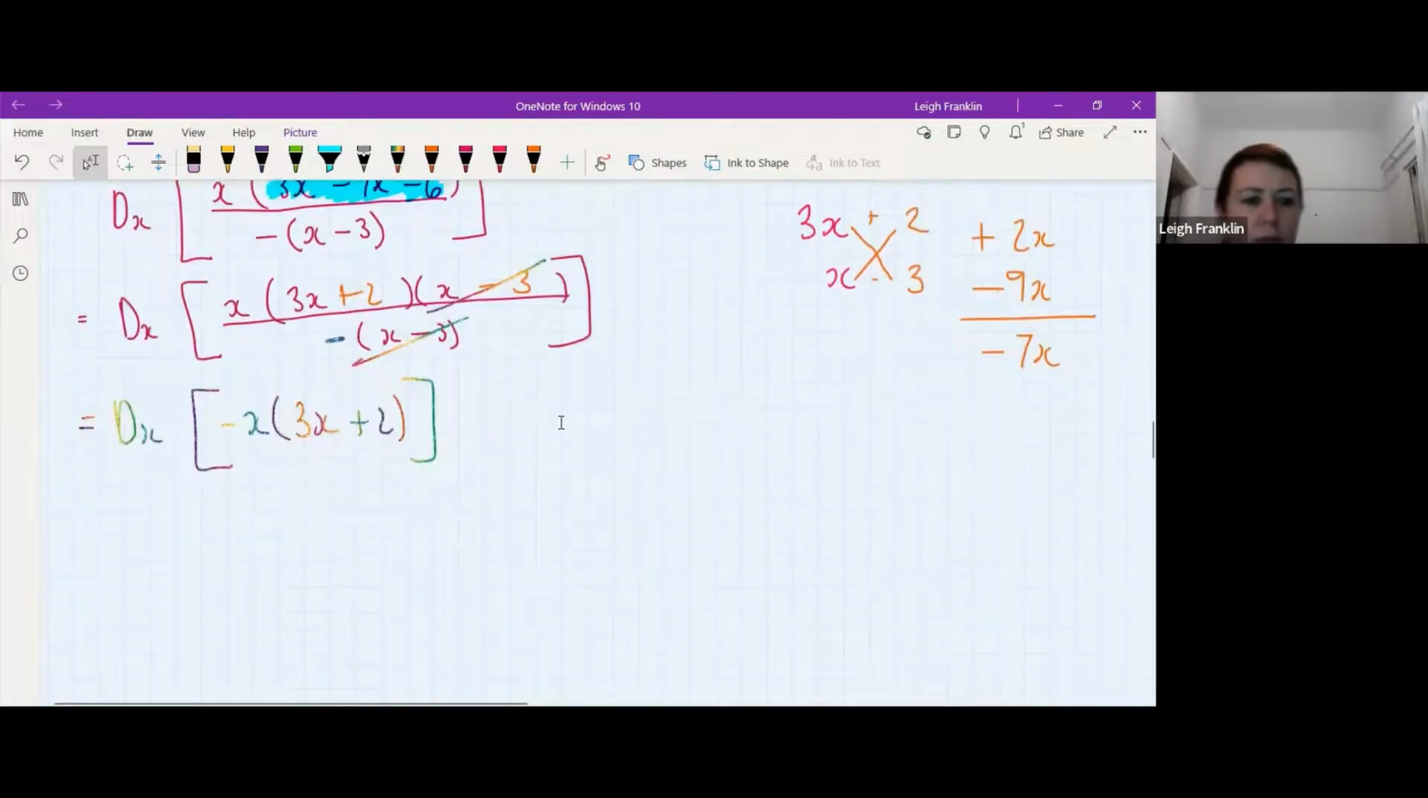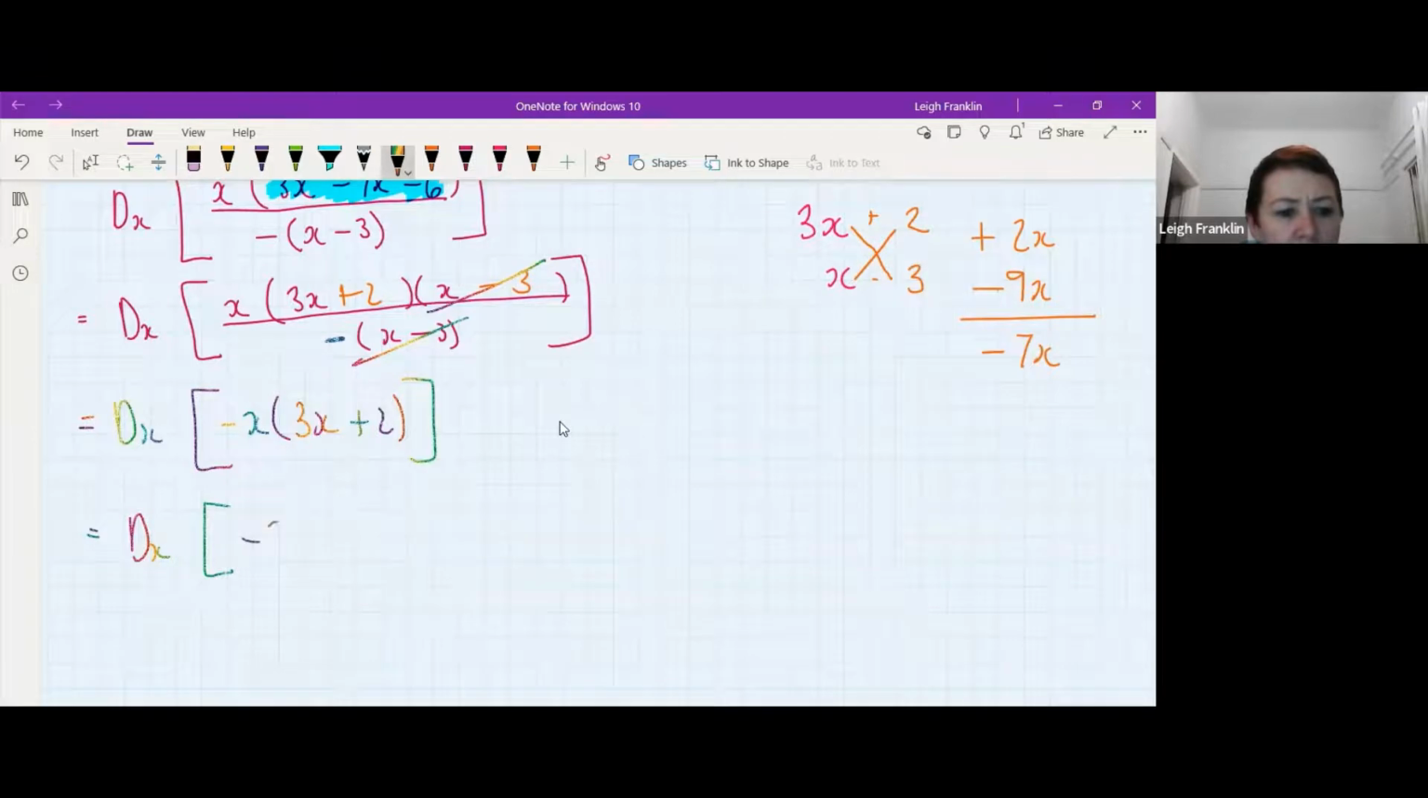Okay, so now getting rid of the brackets, we're going to end up with dx, minus 3x squared minus 2x. Are we ready to differentiate now? Absolutely. Okay, drop the dx, drop the square brackets, just write the equals and apply our power rule.